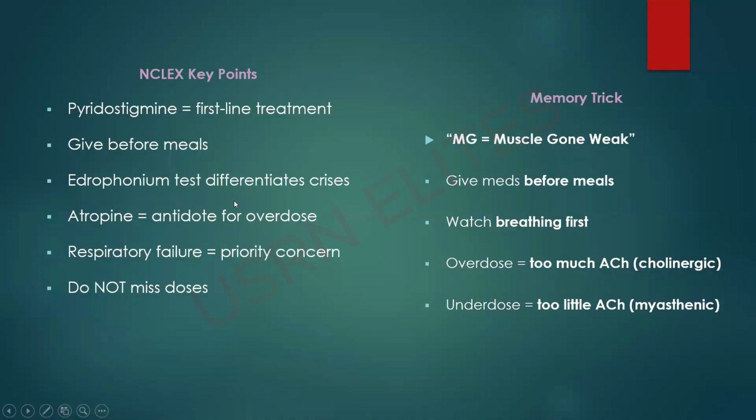Edrophonium test differentiates crisis. So if you want to know whether what is happening is myasthenic crisis or cholinergic crisis or something else, you can use edrophonium. You can use edrophonium to differentiate. Okay, that's the edrophonium test. All right. Before that, make sure your atropine is ready so that you can give in case of overdose. Respiratory failure is a priority concern.